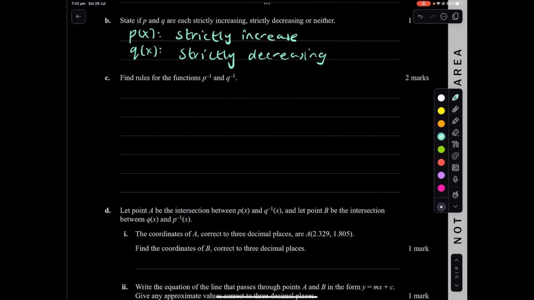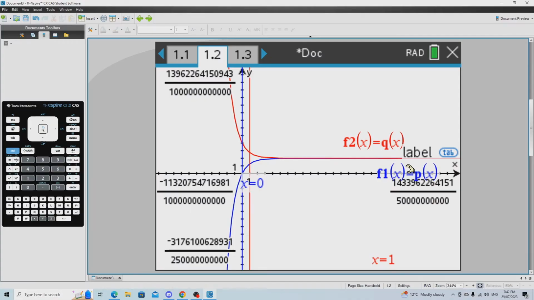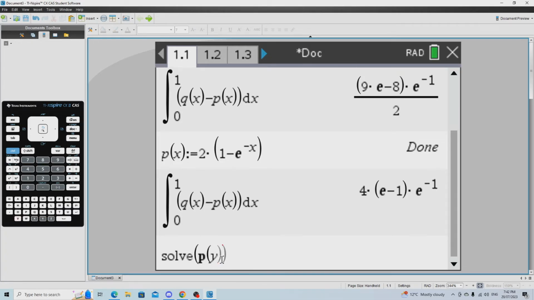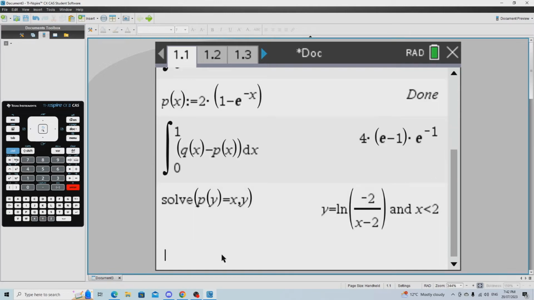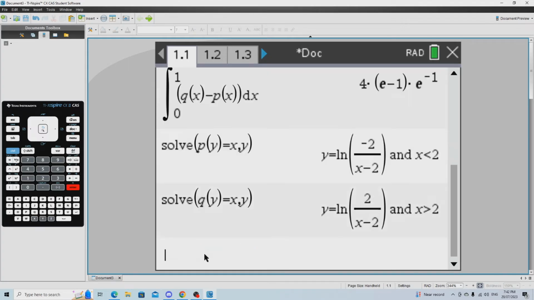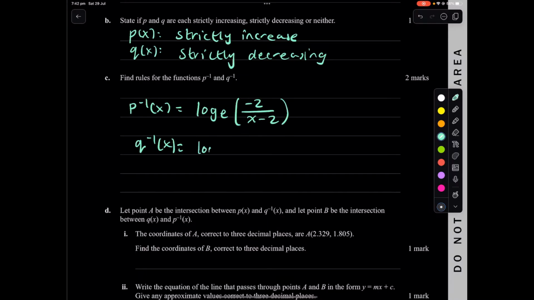Find the rules for the function p inverse and q inverse. It's just 2 marks. So let's find p inverse of x and q inverse of x. Very easy. Let's use our calculator, just the rules. So go over here and say solve. Let's do p of x, so it'll be p y equals x comma y, and we get this. So we can say it's log e of negative 2x minus 2. Same for q of x, so I'm just going to put q over here. That gives us log e of 2x minus 2.